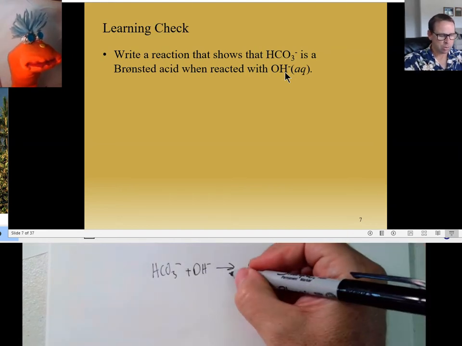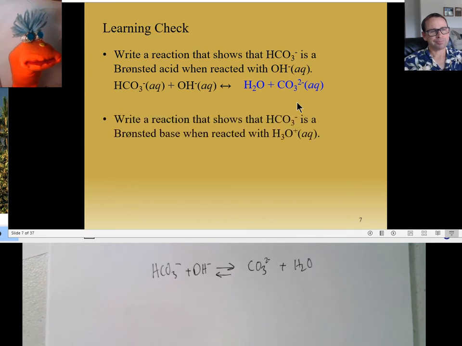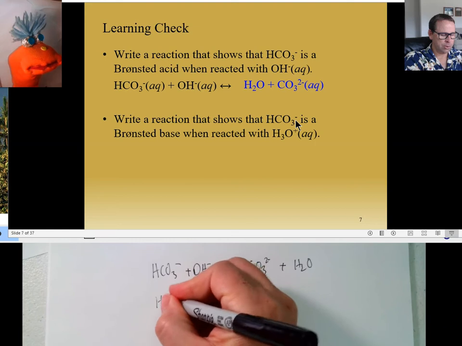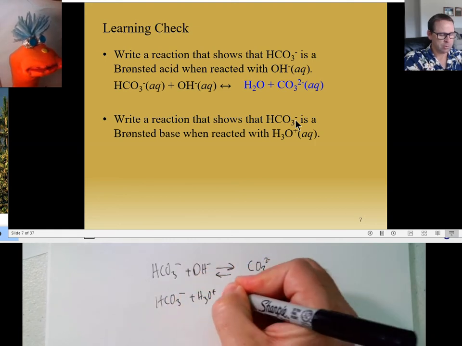That's water. Very good, H2O. There it is. So if I wanted to draw it in equilibrium, it didn't say anything about that, but that second arrow is what we would include. Okay, very good. Now, what about a reaction that shows HCO3- behaving like a base, a Bronsted base? So HCO3- again. Good. This time it's reacting with H3O+.